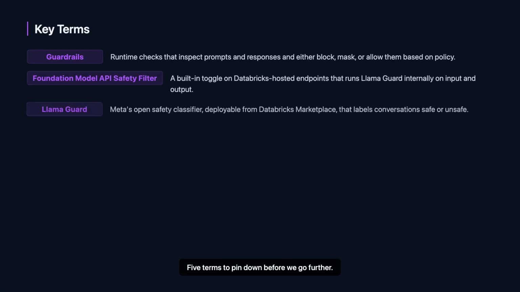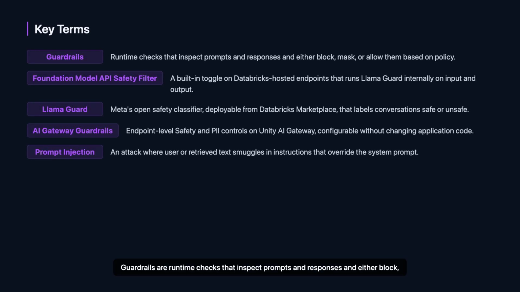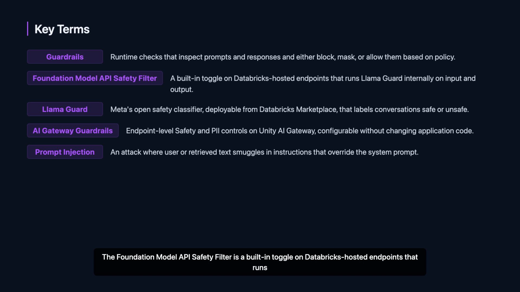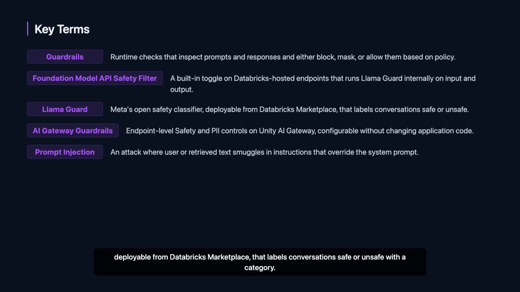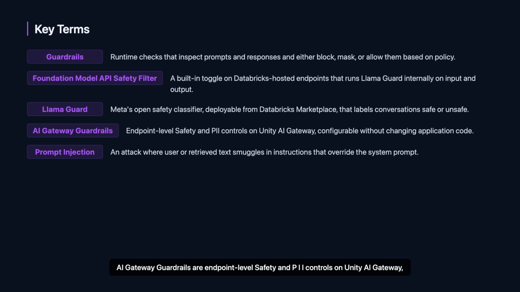5 terms to pin down before we go further. Guardrails are runtime checks that inspect prompts and responses and either block, mask, or allow them based on policy. The foundation model API safety filter is a built-in toggle on Databricks hosted endpoints that runs Llama Guard internally on both input and output. Llama Guard itself is Meta's open safety classifier, deployable from Databricks Marketplace, that labels conversations safe or unsafe with a category. AI Gateway Guardrails are endpoint-level safety and PII controls on Unity AI Gateway, configurable without changing application code. And prompt injection is an attack where user or retrieved text smuggles in instructions that override the system prompt.